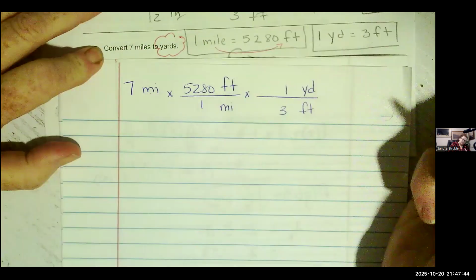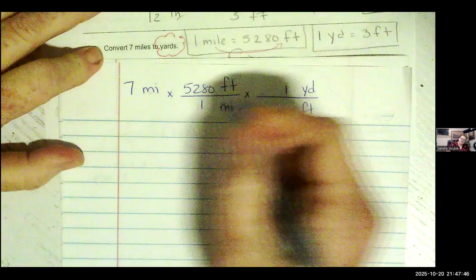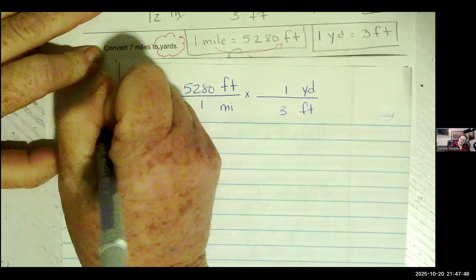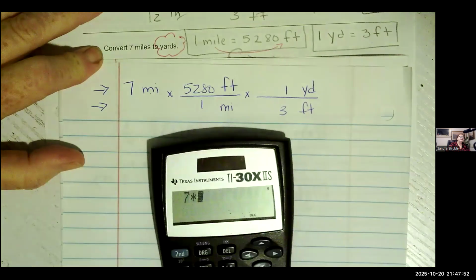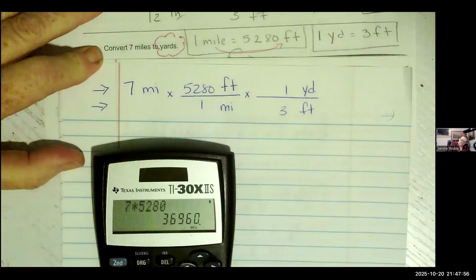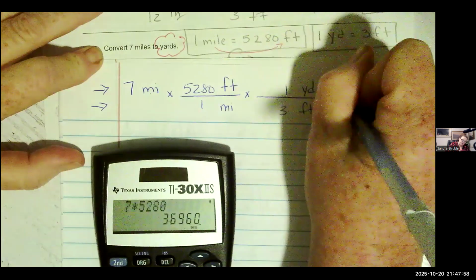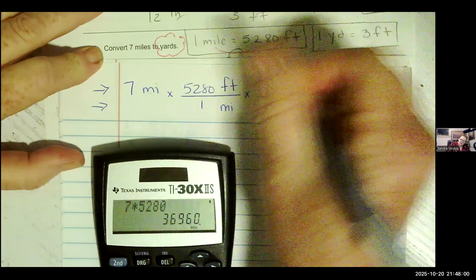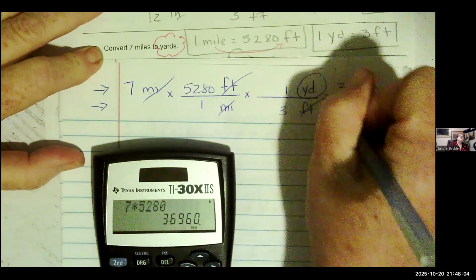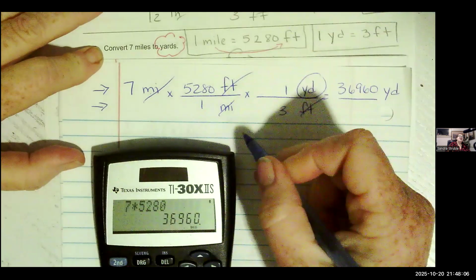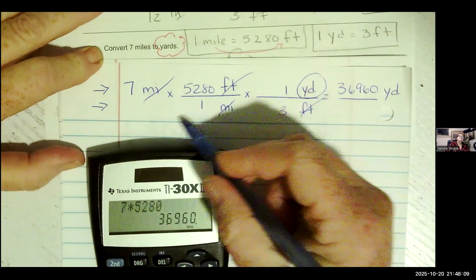This one, when we multiply straight across, it's 7 times 5,280 times 1 is 36,960. Miles are gone, feet are gone, left with yards. So that's fantastic. But I have something in the denominator. 1 times 3. Remember, you multiply straight across. I have a 3 down here. So 1 times 3 is 3.